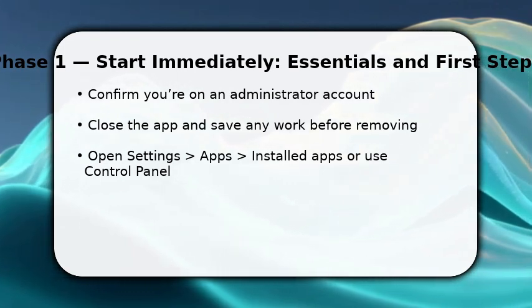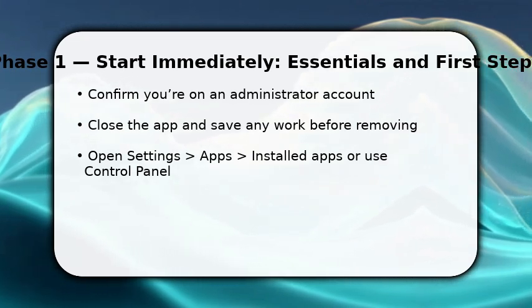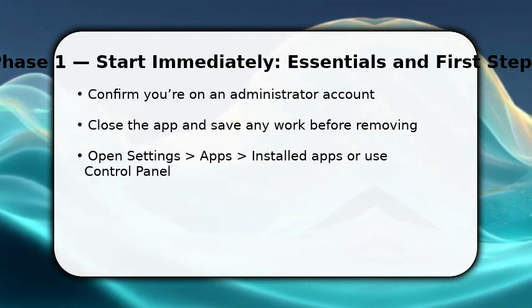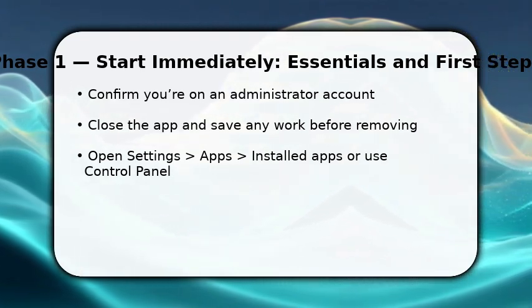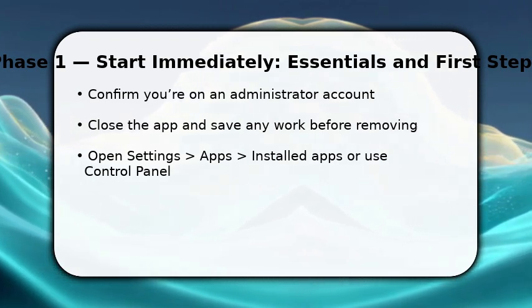Open Settings, then go to Apps and Installed Apps. Once there, you can search by name. If you prefer Control Panel, open Programs and Features. These steps set the stage so the uninstall command actually affects the correct application and avoids locked file errors.